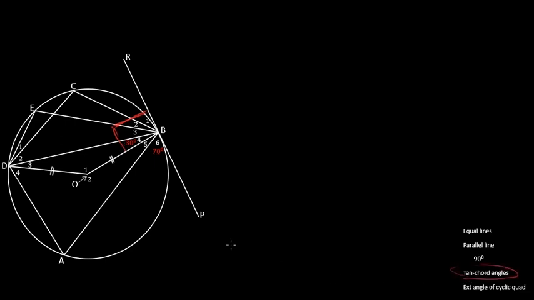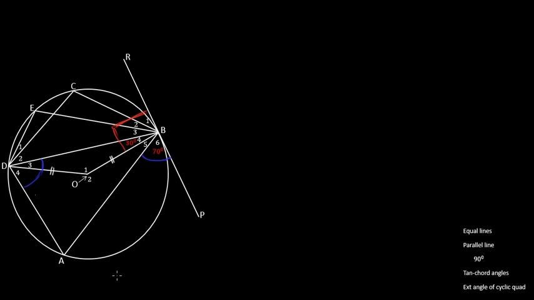Any tan chord angles? Remember, a tan chord angle is an angle between a tangent and a chord. B6 is a tan chord angle. I will take B6 only. So B6 equals, by tan chord theorem, the 3 and 4. That's your tan chord theorem. Any exterior angles of a cyclic quad? No exterior angles of a cyclic quad.